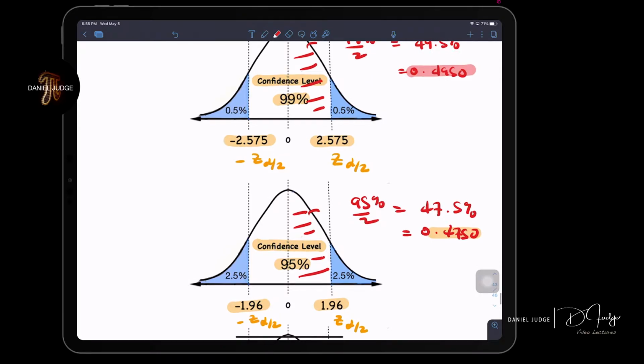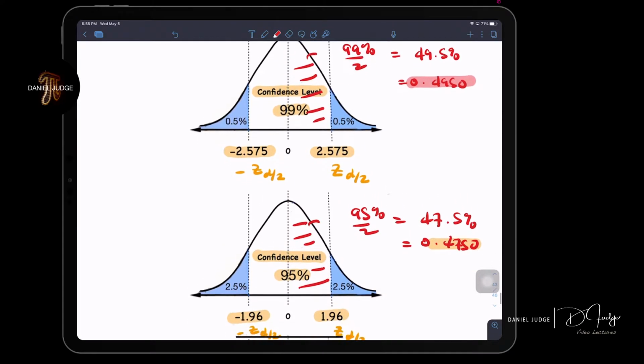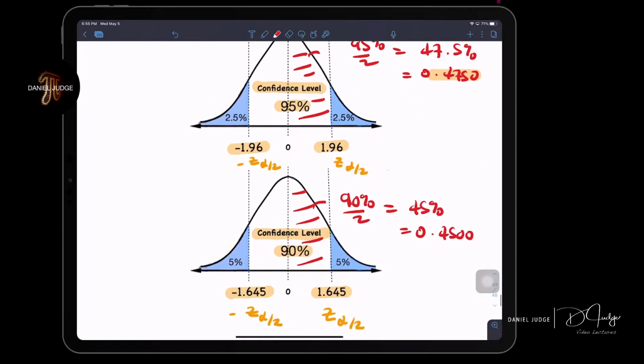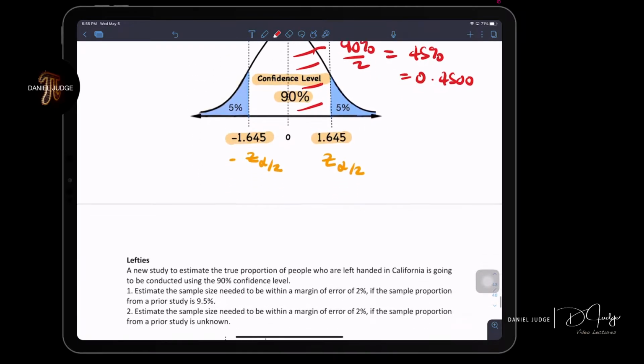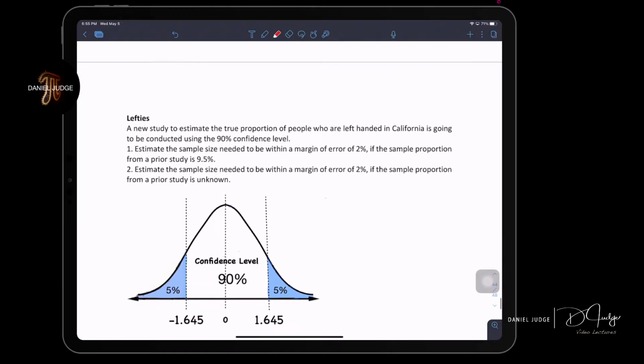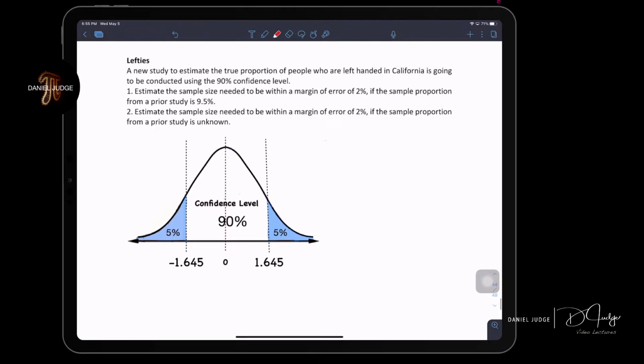So you have these important z alpha over 2 values. And that's what you're going to care about, these z alpha over 2. This is for two tails. Estimation's always two tails. Now, let's read the question.